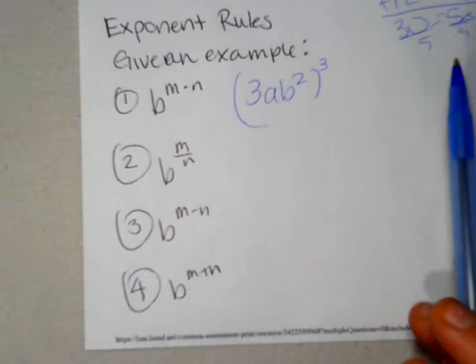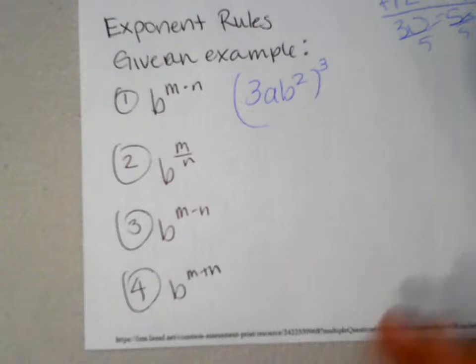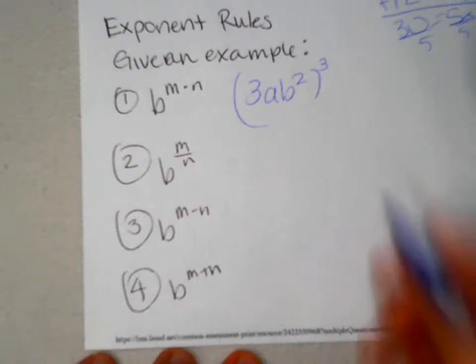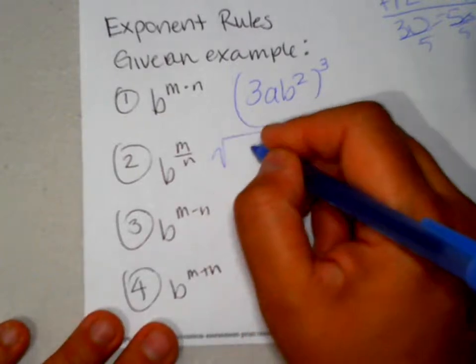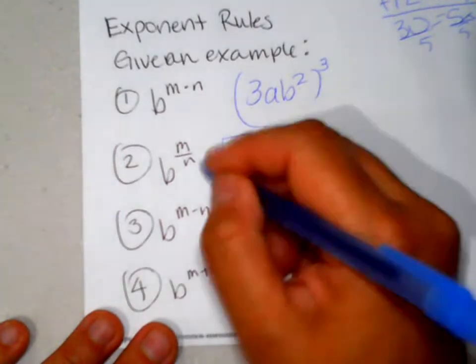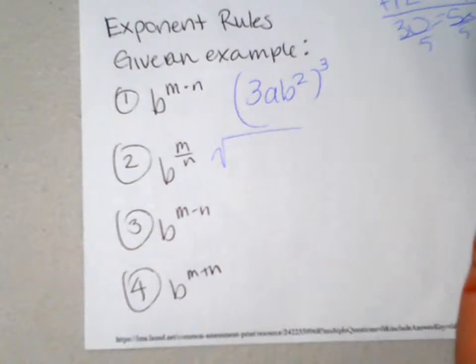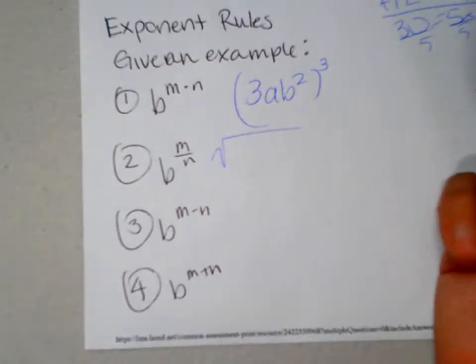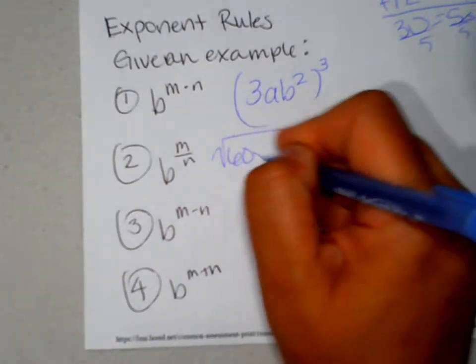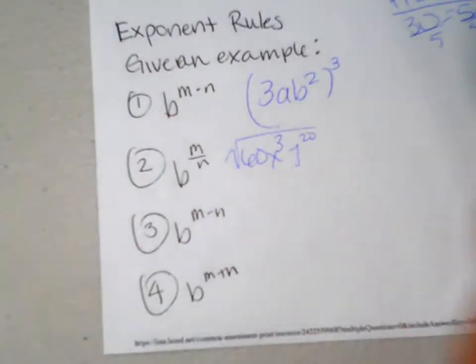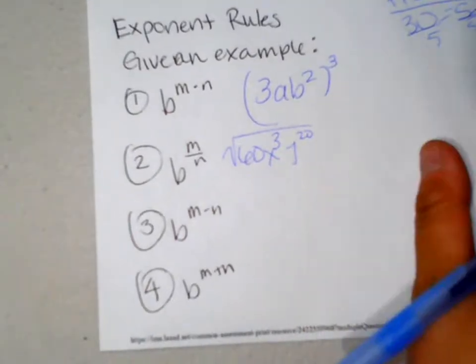And so this would be like b to the m over n power. And an example of this could be maybe like if you had a radical and you needed to take one of them out, like how are you dealing with your exponents? What are you doing with your exponents? Okay, so you could have like 60x cubed y to the 20th.